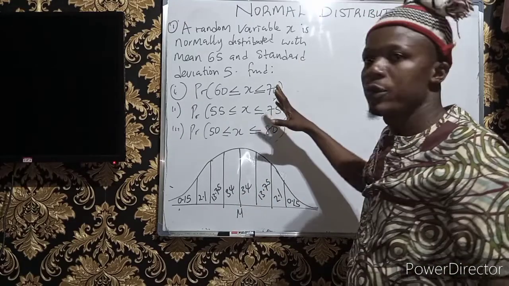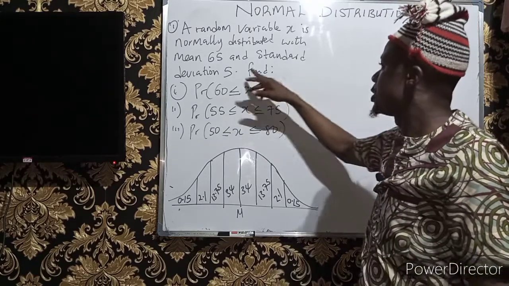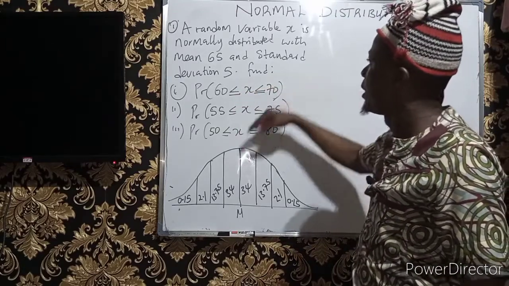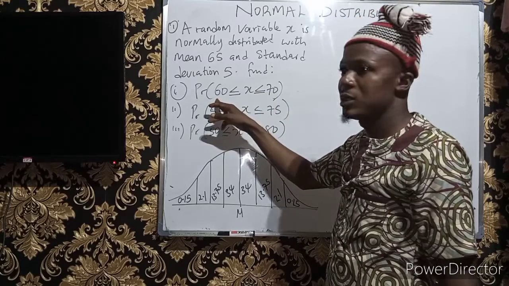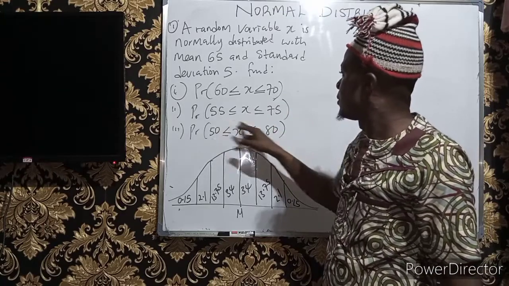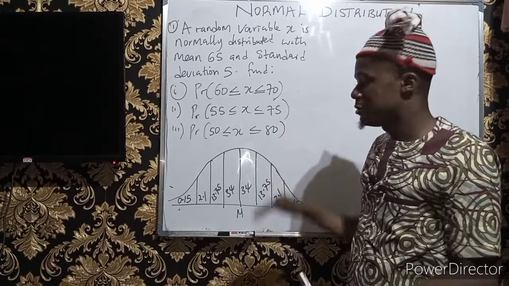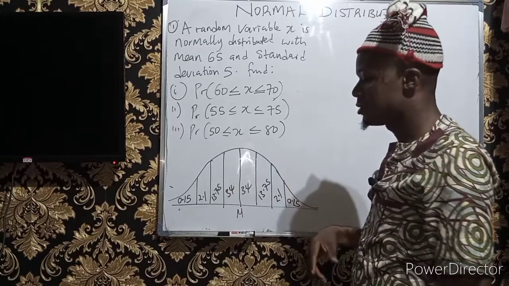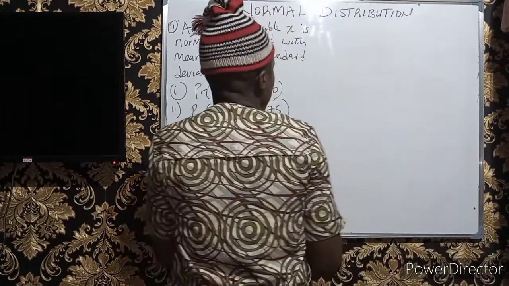Okay, so the first question we have here says that a random variable x is normally distributed with mean of 65 and standard deviation of 5. Find the probability of the random variable x lying between 60 and 70, that's one standard deviation, x between 55 and 75, and x between 50 and 80. Before you can solve this, you have to first of all draw this curve. I gave a little sketch of the curve here, but for clarity and understanding, let me still draw again so that you get to solve the question.